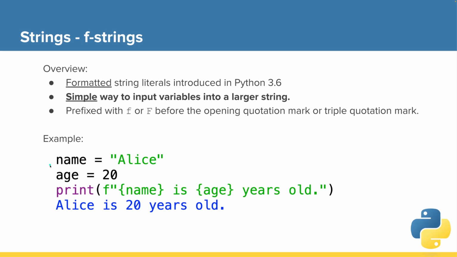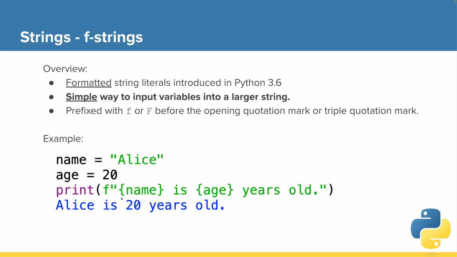So here we have an example. We define a name as a string surrounded by quotes, right? And we define a variable age, which is equal to the value of 20. So that will be an integer because it's a whole number. And then we print f. Remember, we just insert this f character before the quotes. And this is surrounded by quotes, as we see here.